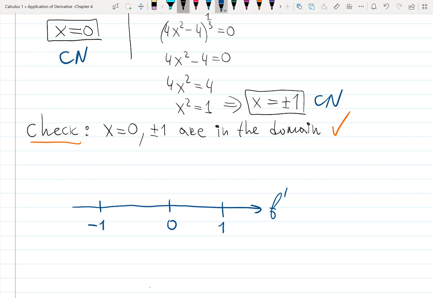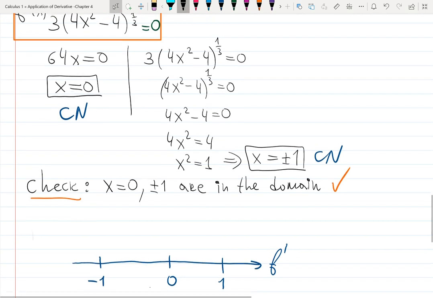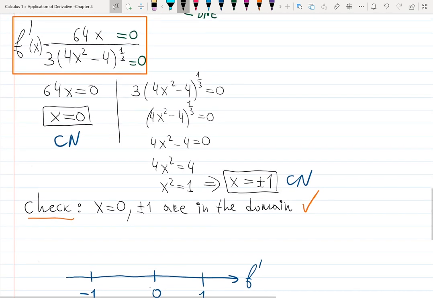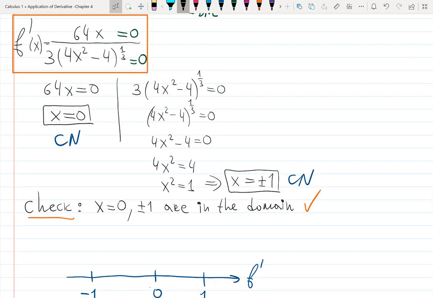Now, choose a test point. Test point is called a test point because it's literally testing what the sign of the first derivative is. And the test point will be plugged into this orange box. Plug here your test points.